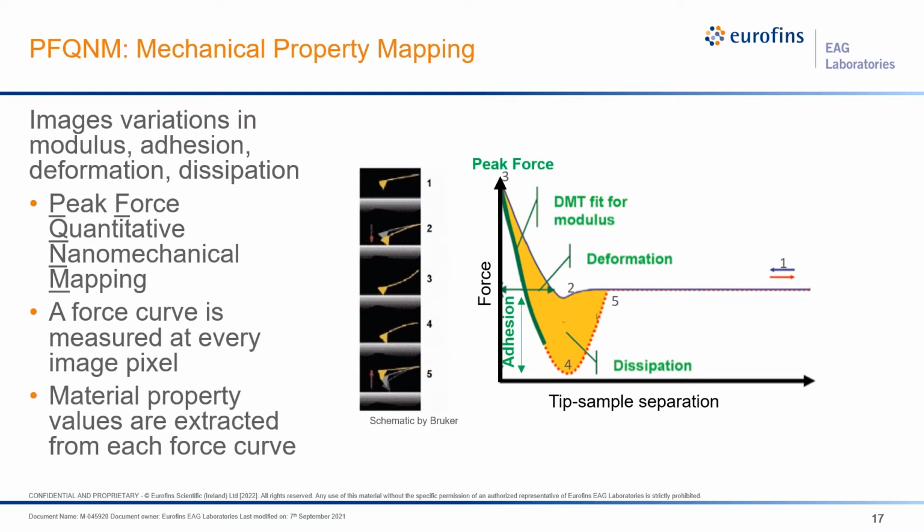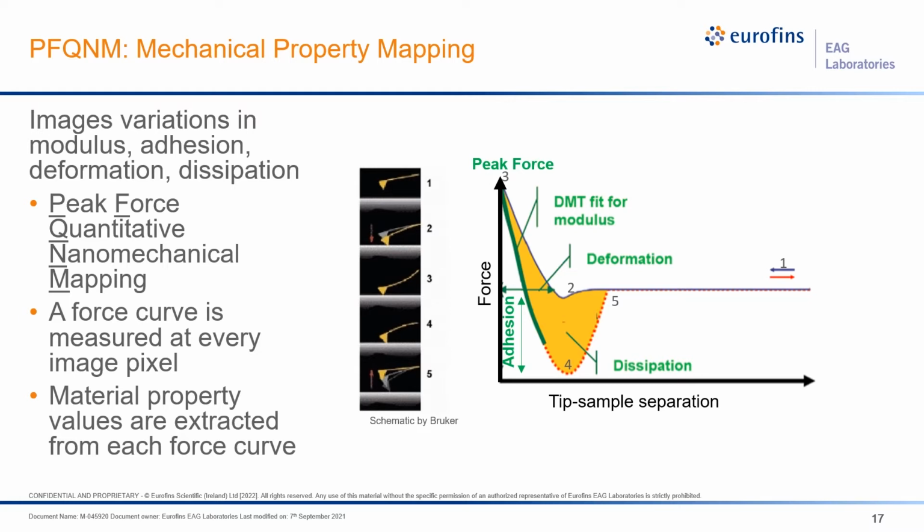Bruker has developed a new operation mode that can actually image each mechanical property individually, and they call it peak force quantitative nanomechanical mapping, which is quite a mouthful. So I like to say peak force QNM, or just QNM for short. From a customer's perspective, peak force QNM is more semi-quantitative than quantitative though. So let's go over how this works.